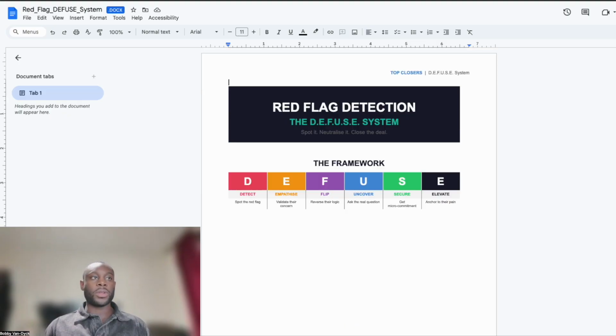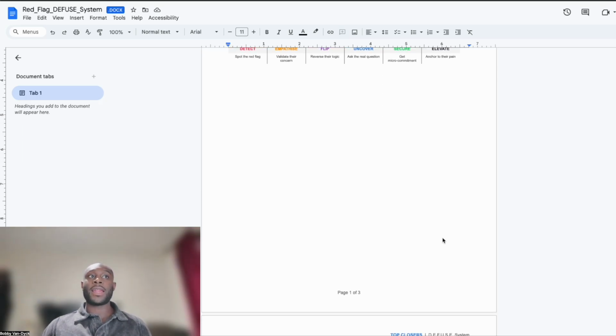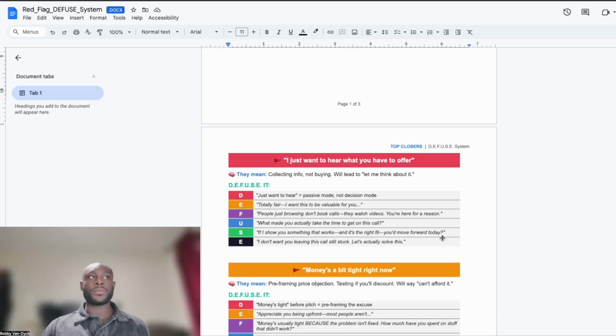Okay, so we've gone through all of the red flags and what they mean. I'm going to send over this document so you guys have it. But the main thing is, how do we handle the red flags? How do we pre-handle? So this leads us to the DIFFUSE system. Spot it, neutralize it, close the deal. Detect: spot the red flag. Empathize: validate their concern. Flip the logic. Uncover: ask the real question. Secure: get a micro commitment. Elevate: anchor to their pain. So what does that mean? Let's show you in practice.